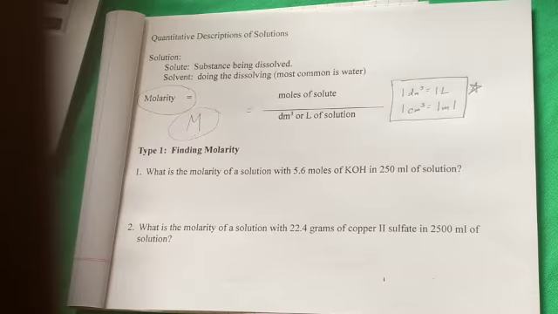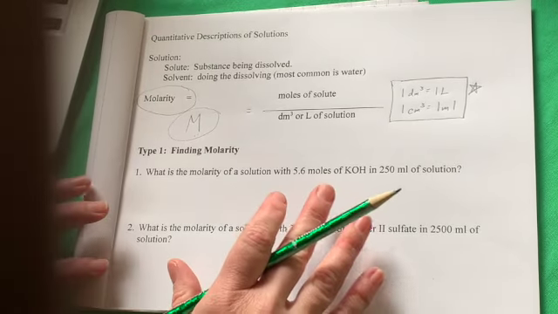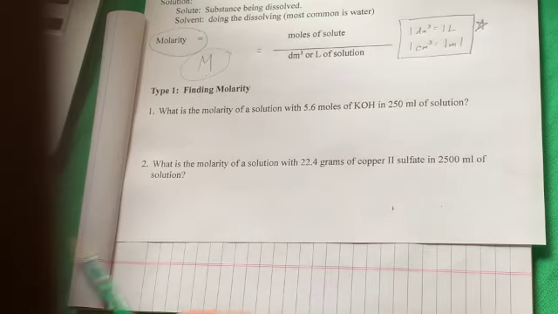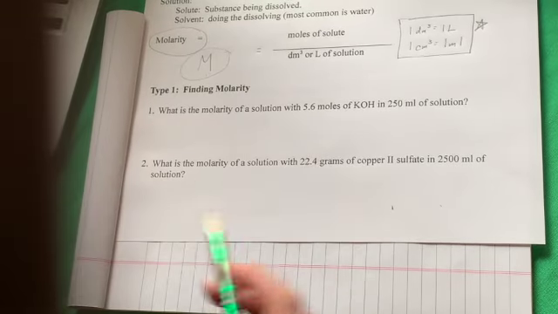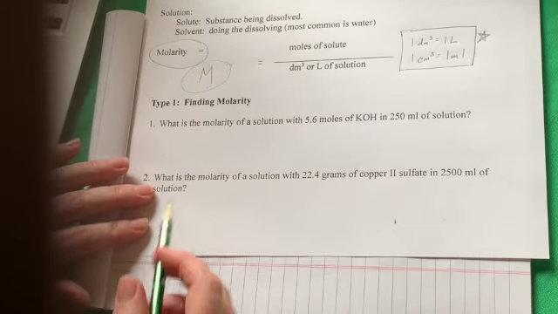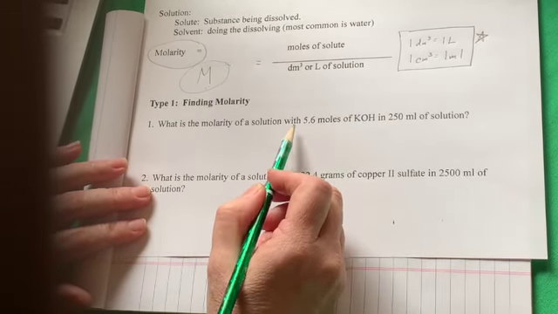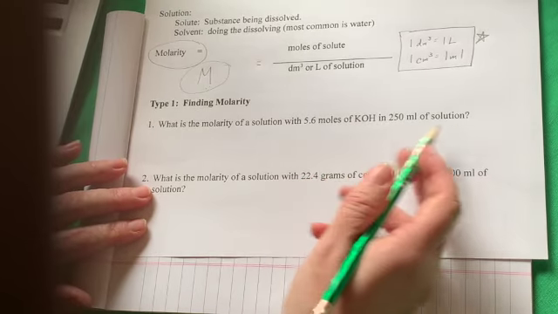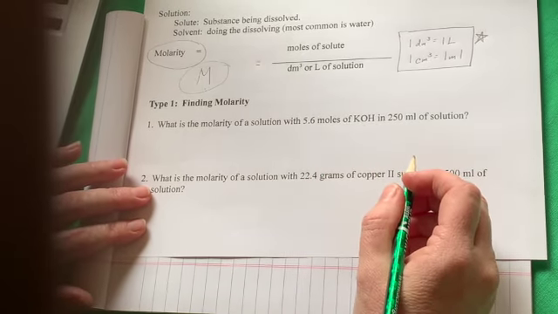Okay, so we're going to be going over several different types of molarity problems. The first is just the most straightforward, and that is simply finding molarity. So these questions are going to read, what is the molarity of? In this case, you just need to remember what molarity stands for. What is the molarity of a solution with 5.6 moles of potassium hydroxide in 250 milliliters of solution?